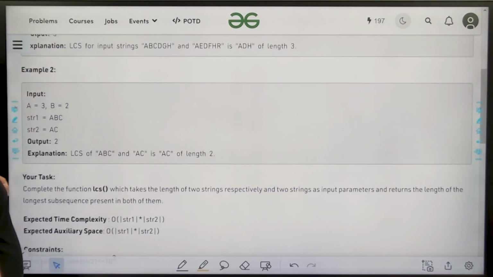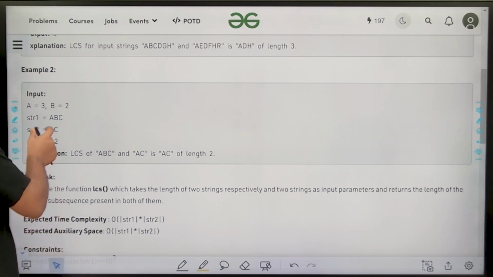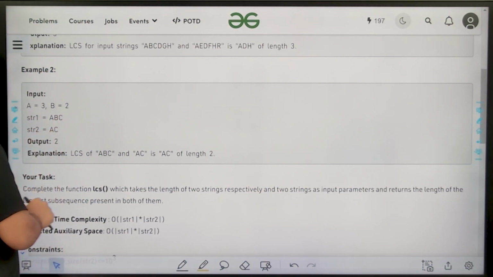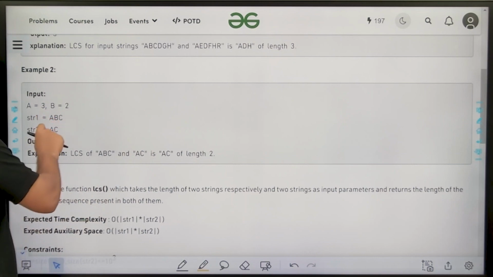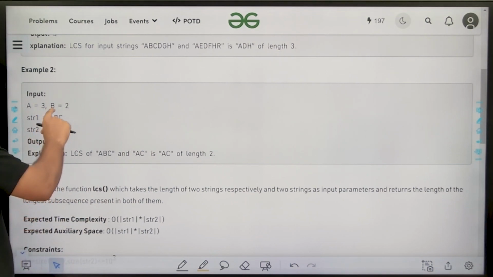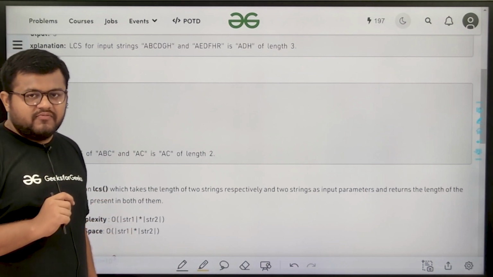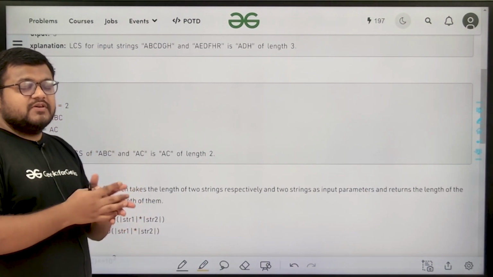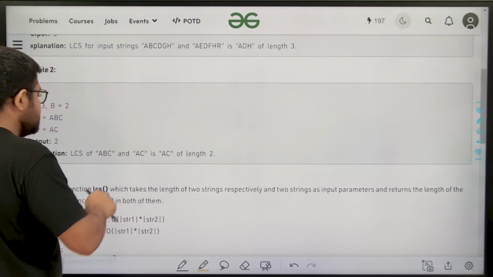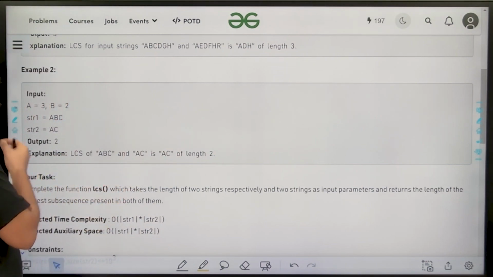Now if we see here, the answer is 2. The longest common subsequence between both of them is AC. A is also a common subsequence between both of them, and C is also a common subsequence between both of them, but their length is only 1. Out of all the common subsequences, I want to return the length of the maximum. So AC is the maximum, of length 2.